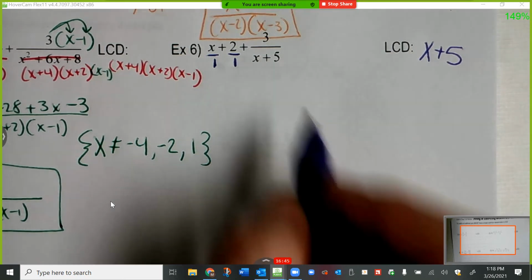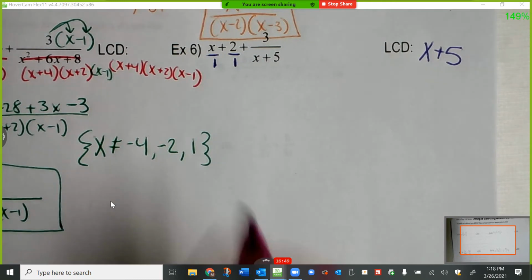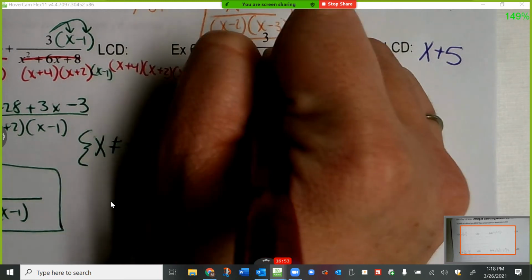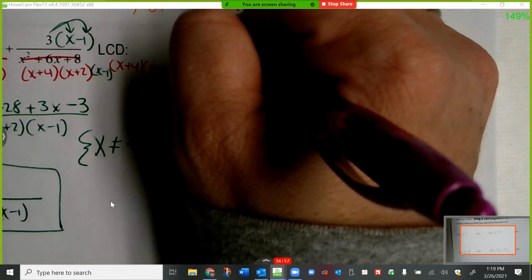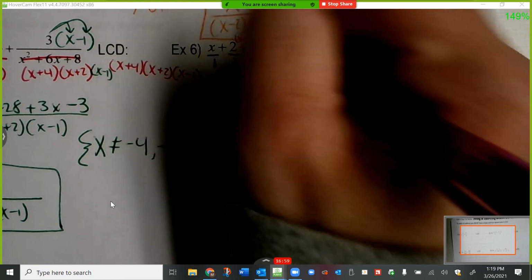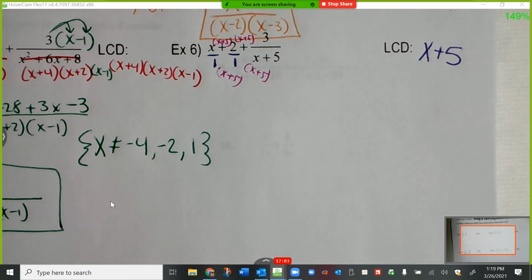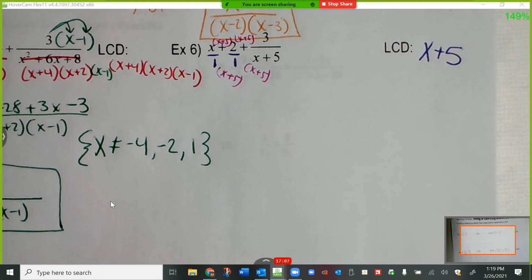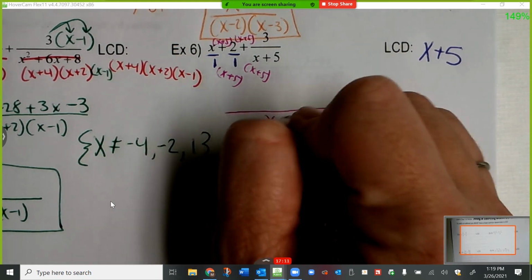So this already has an x plus 5, so let's make those have the x plus 5. So we're going to multiply top and bottoms by x plus 5, but this one I'm leaving alone because it's already what I wanted. Those are all really tiny x plus 5s, by the way. So I know my denominator is going to be x plus 5.